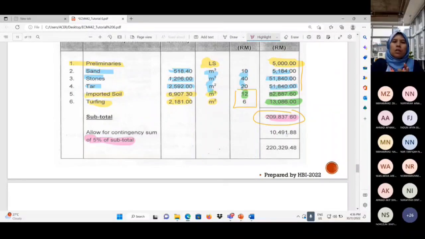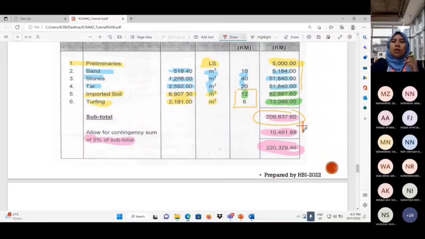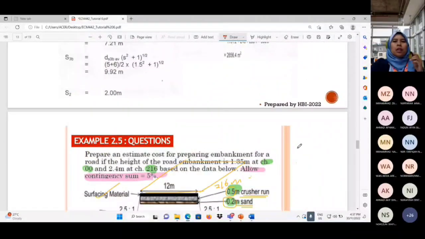So 5% from the subtotal you will get 10,491 ringgit and 88 cents, and then for the total you will get 2,220,000. Sebab you tambah ni total, you total dengan subtotal and also the contingency sum. So you will get the price. Okay. So these are the approach macam mana you nak kira.